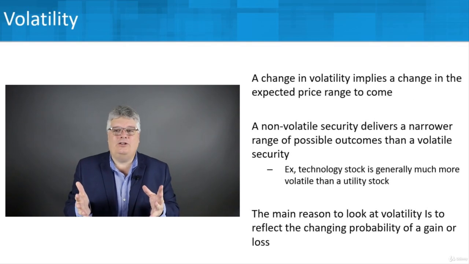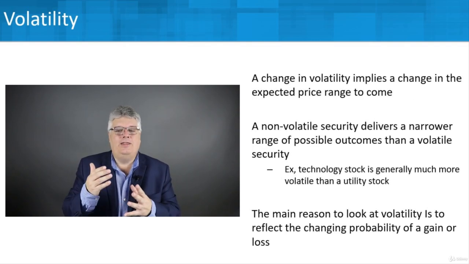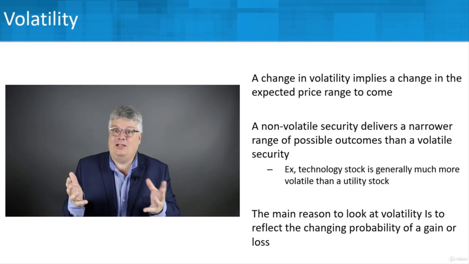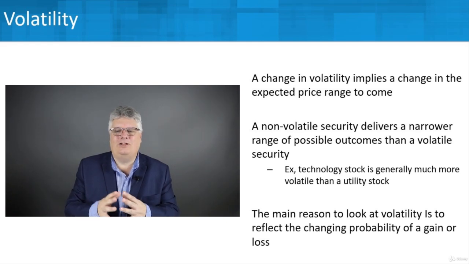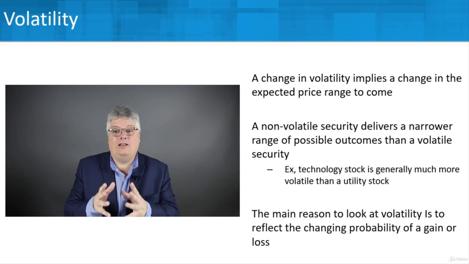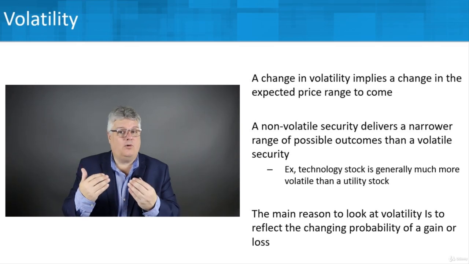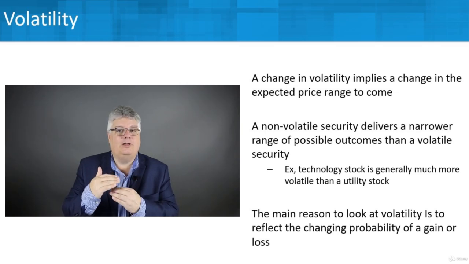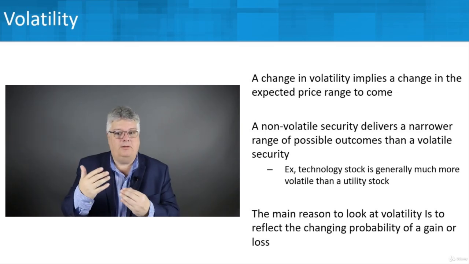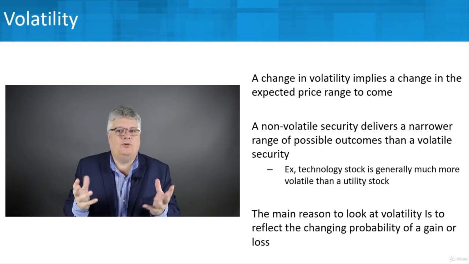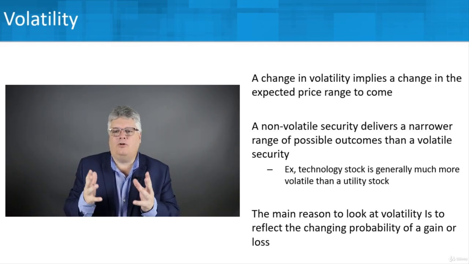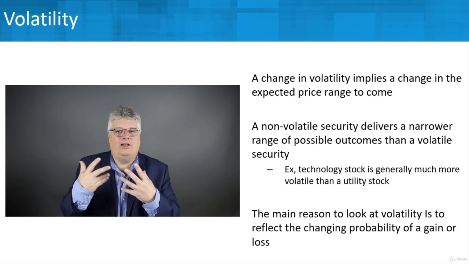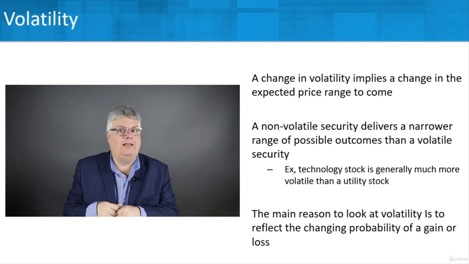And so a change in volatility really implies a change in the expected price range to come. What's that price range going to look like going forward? Very important for us to know. So that's a good thing that we want to find out, and volatility indicators help us with that. So a non-volatile security delivers a narrower range of possible outcomes than a more volatile security. Right? That makes sense, right? And thus, again, a typical technology stock or a Bitcoin or cryptocurrency is generally more volatile than something like a utility stock that has very little variation in price.